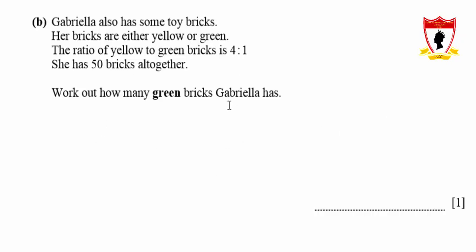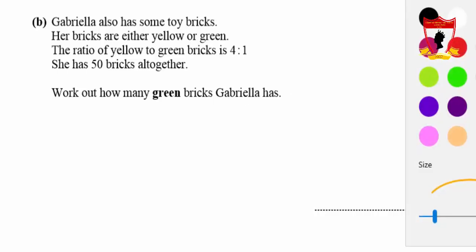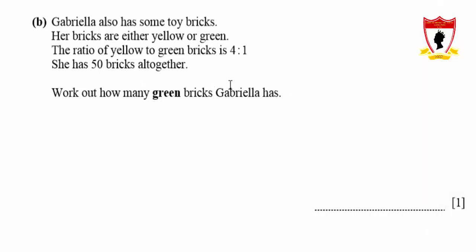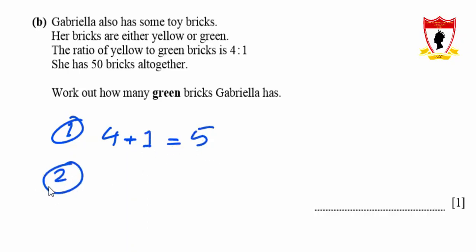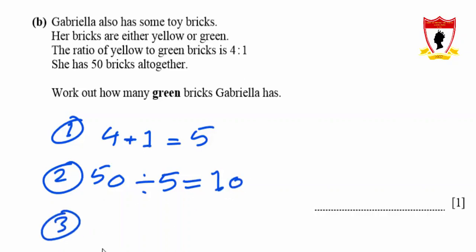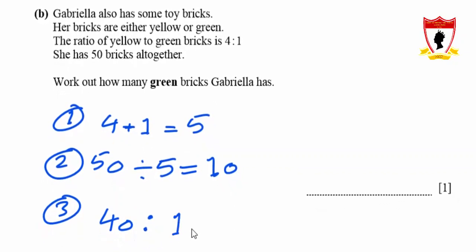This question is like sharing using ratio. So sharing using ratio follows 3 steps. Step 1, 4 plus 1 is equal to 5. Step 2, 50 divided by 5. This 5 is the one we got in step 1. 50 divided by 5 is equal to 10. And step 3, 10 will be multiplied by the ratio. 10 times 4 is 40. 10 times 1 is 10.